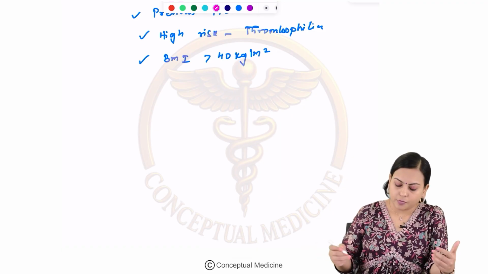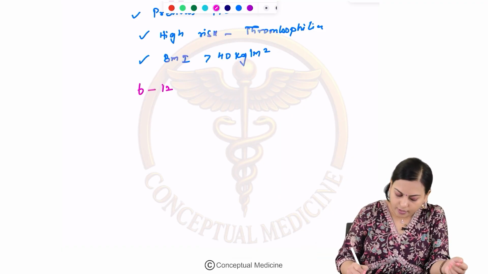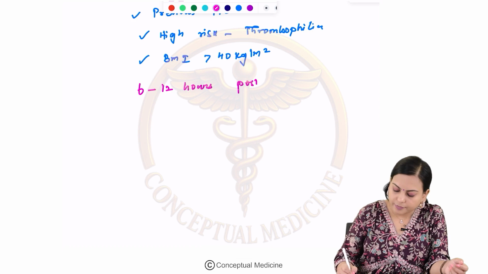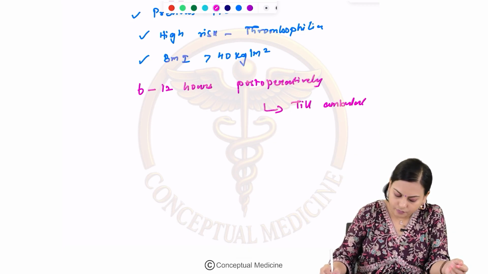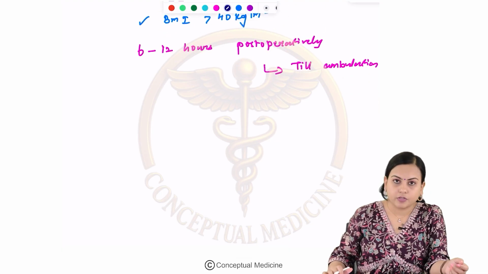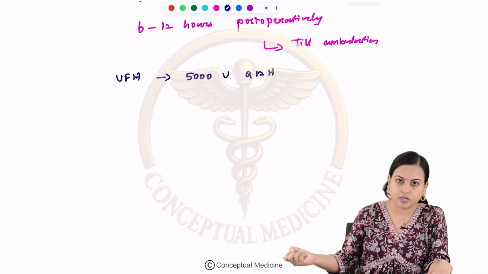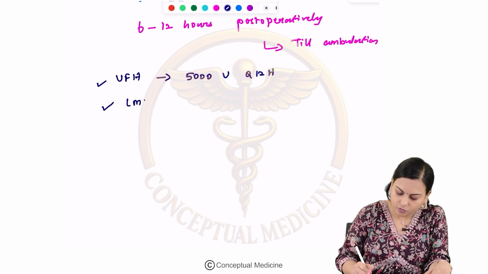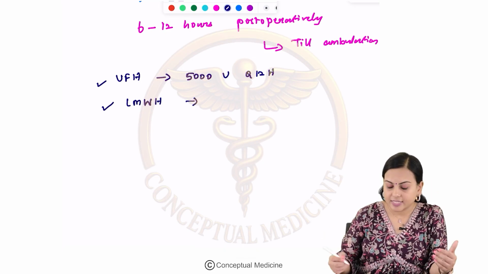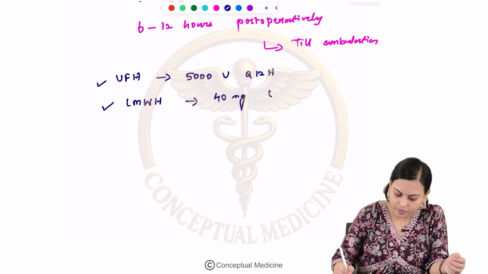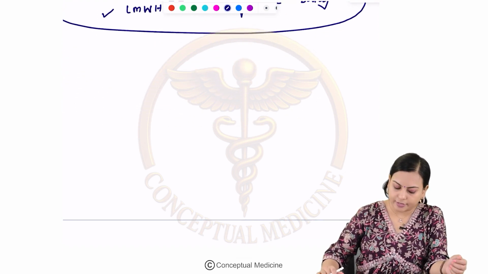So, you have to begin this prophylactic anticoagulation 6 to 12 hours post-operatively, okay, and it should be continued till ambulation, okay. So, what are the drugs you can prefer to give in anticoagulation means, you can prefer to give unfractionated heparin at a dose of 5000 units every 12 hours, right, and then you can give low molecular weight heparin also, that is enoxaparin, which can be given at a dose of 40 milligram subcutaneously daily, okay. So, these are the options of anticoagulation.